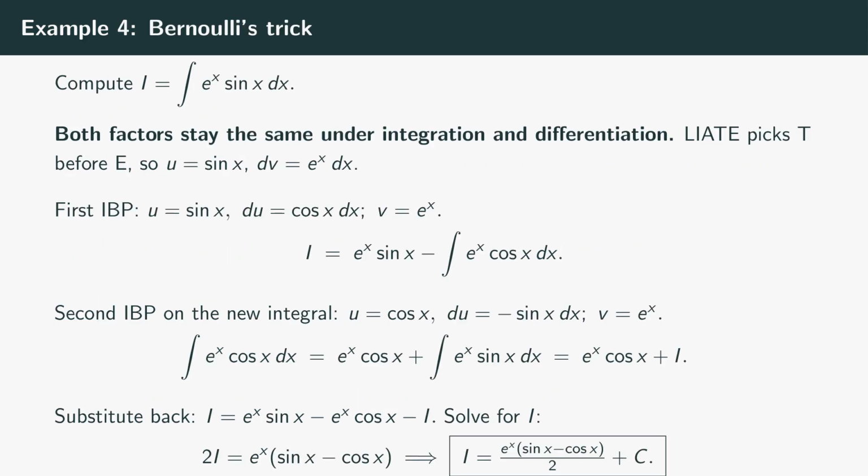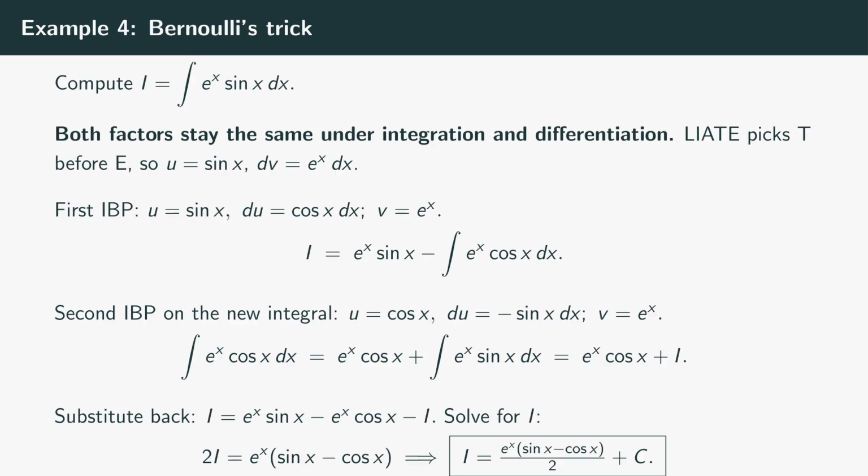Fourth example, the slickest one in the whole technique. Compute the integral of e to the x times sine x dx. Call the whole thing capital I for short, we'll need to refer to it. Apply LIATE, trig before exponential, so u equals sine x and dv equals e to the x dx. Then du equals cosine x dx, and v equals e to the x.